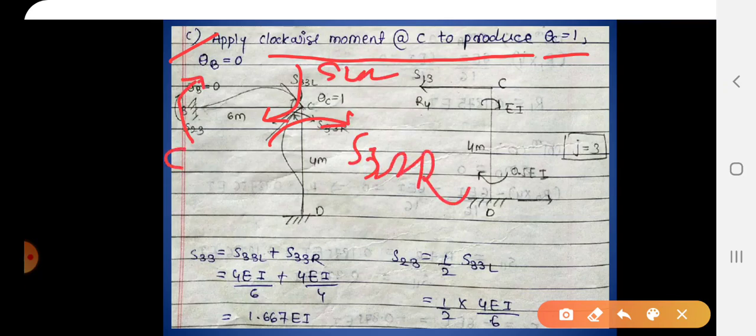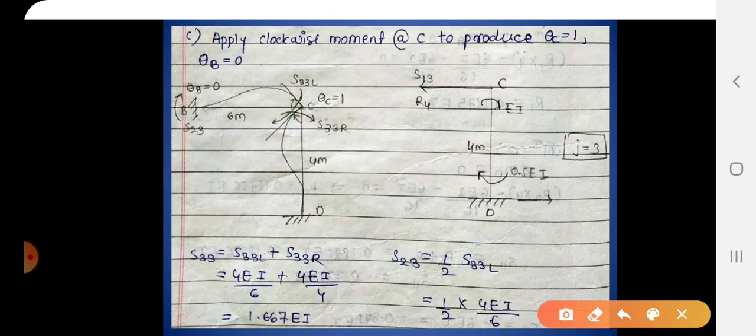Okay, and this will be S33L and S33R, and this will be S23. Okay, so you will find out the value of S33, 4EI by L plus 4EI by L, and S23 equal to half of S33L. So now getting the value of S13, yes, again consider this free body diagram of column CD.